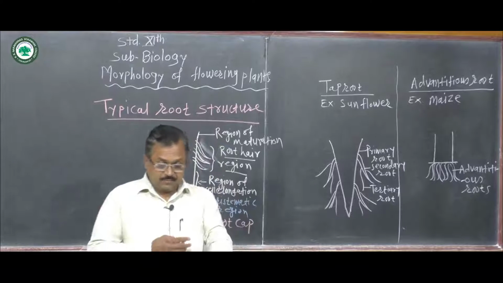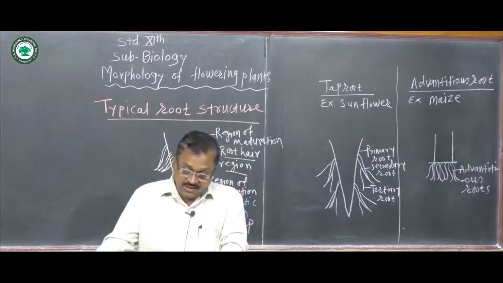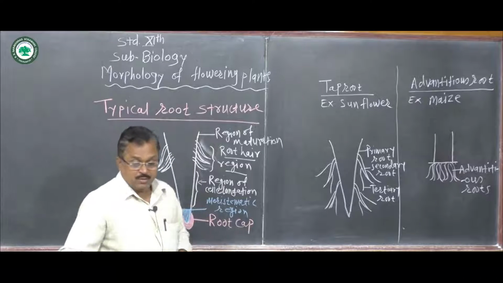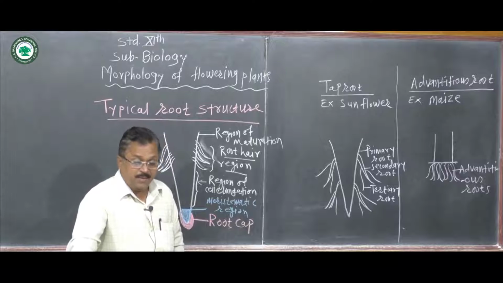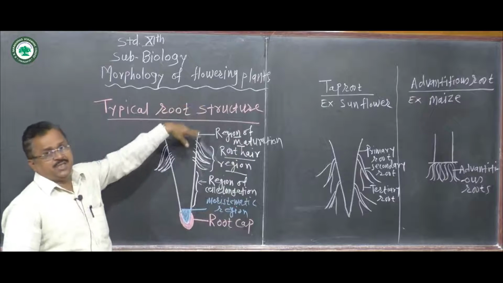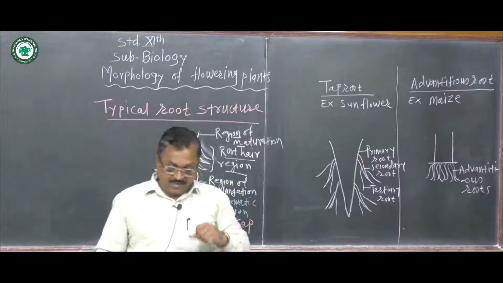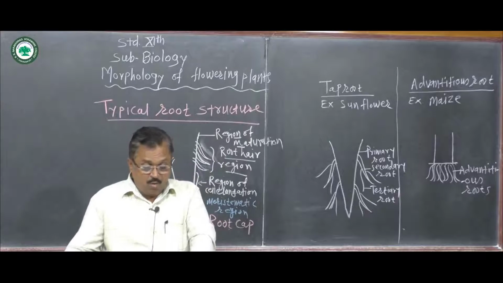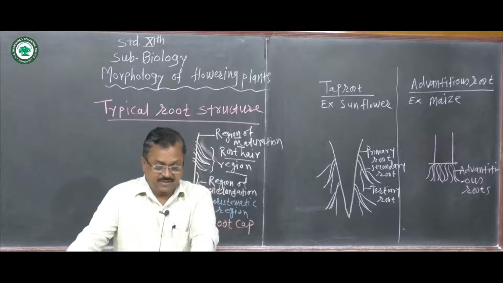Then the region of maturation, where this portion of the root develops from the cells. This region is quite impermeable to water due to thick-walled mature cells, which show differentiation and form different types of tissues. This region is called the region of maturation. In this region, differentiation of cells takes place and mature cells are formed. This region helps in fixation of the plant and conduction of absorbed substances. Development of lateral roots also takes place from this region.